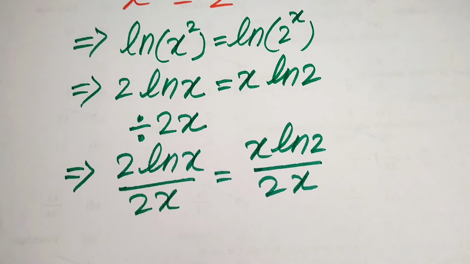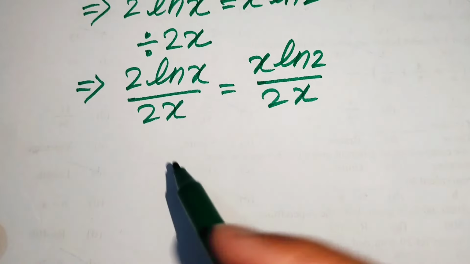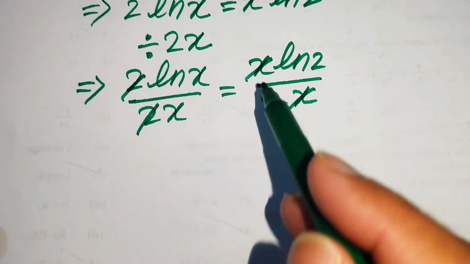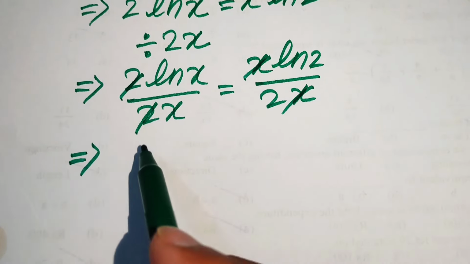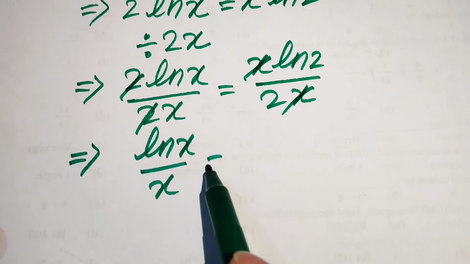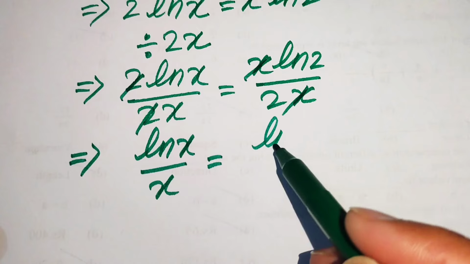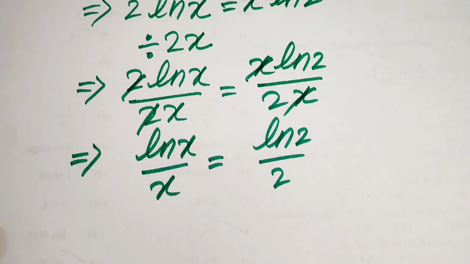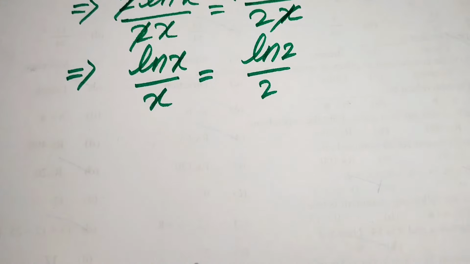So now you see that these 2 and 2 are cancelled by each other, and this x and x are cancelled by each other, and the remaining terms are log x over x on the left hand side and log 2 divided by 2 on the right hand side. So these are the remaining terms.